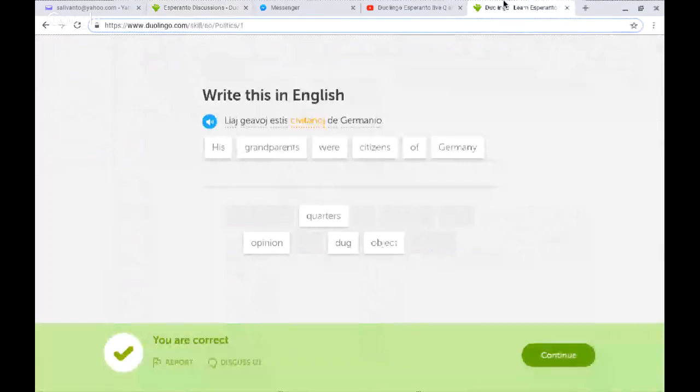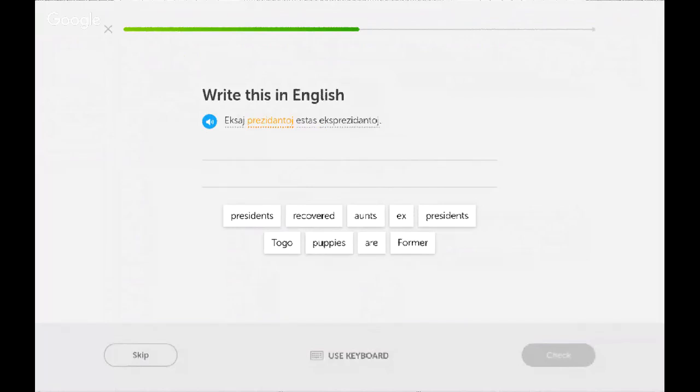All right. Let me finish this exercise. Liaj geavoj estis civitanoj de Germanio. His grandparents were citizens of Germany. Exaj prezidantoj estas ex-prezidantoj. This is always a fun sentence. That's brought to you by the Tautology Society. It's literally former presidents are ex-presidents. Excuse me.